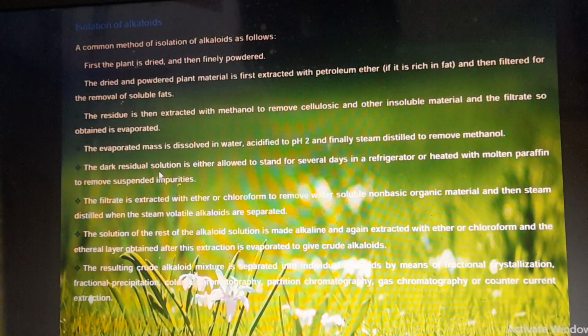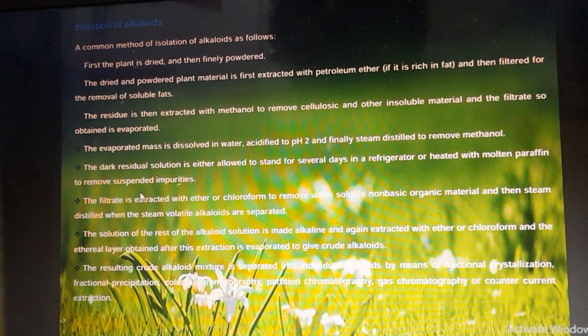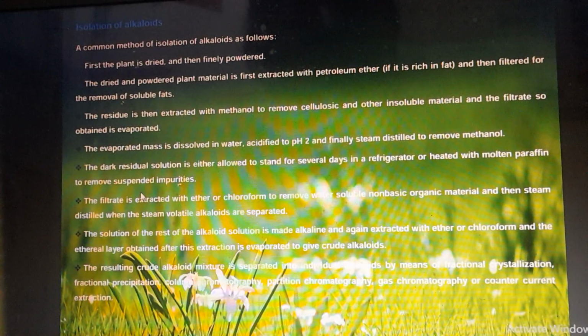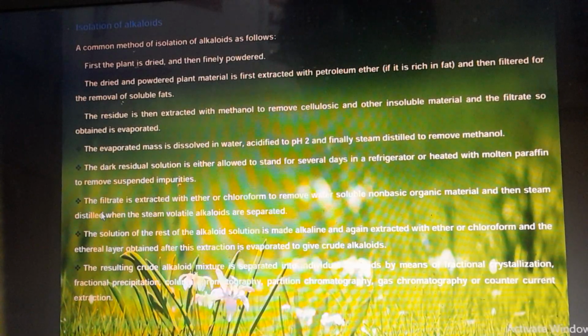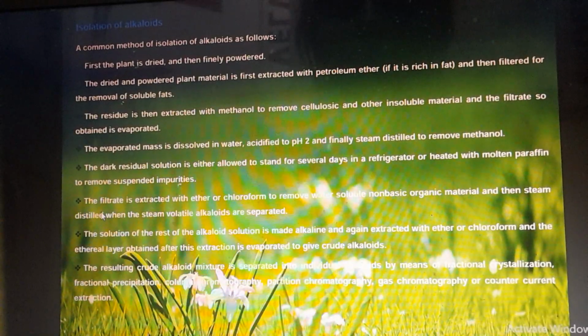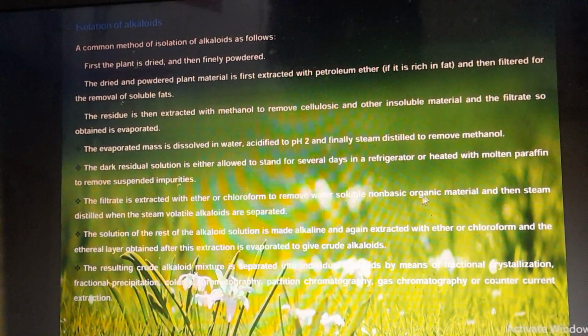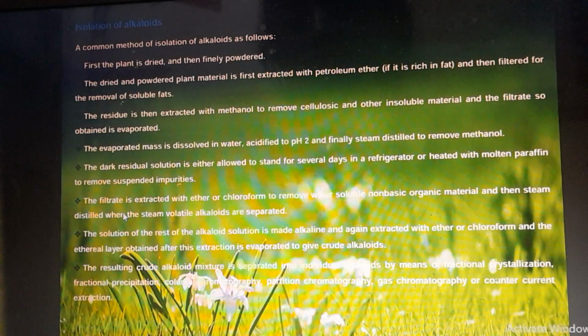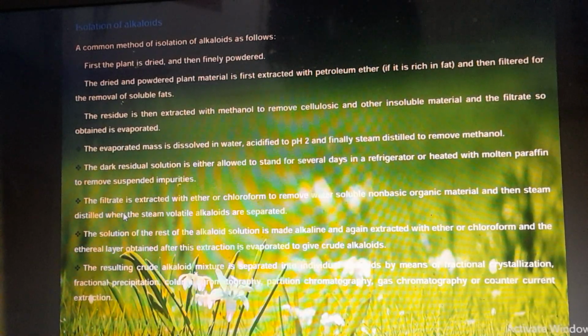The dark residual solution is either allowed to stand for several days in a refrigerator or heated with molten paraffin to remove suspended impurities. As paraffin is stable and inert, we use paraffin. The filtrate is extracted with ether or chloroform to remove water soluble non-basic organic materials, and then steam distilled, when the steam volatile alkaloids are separated.